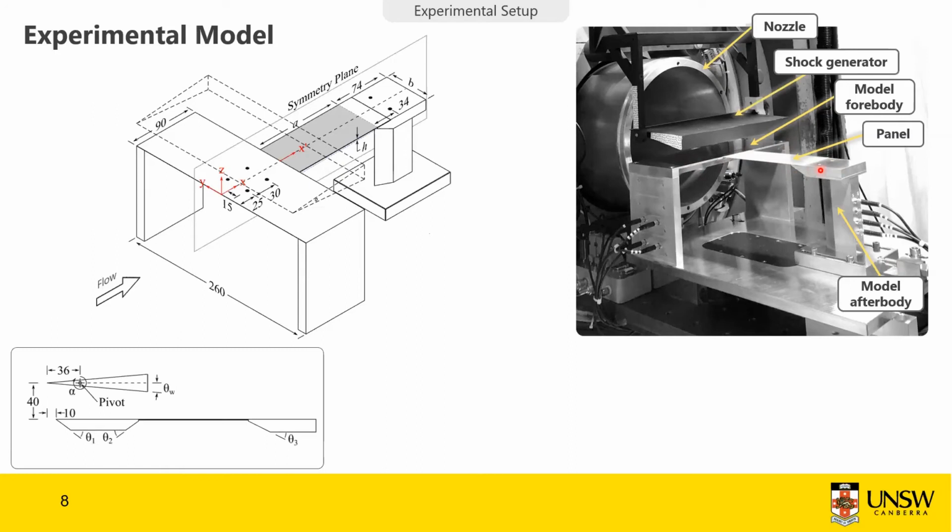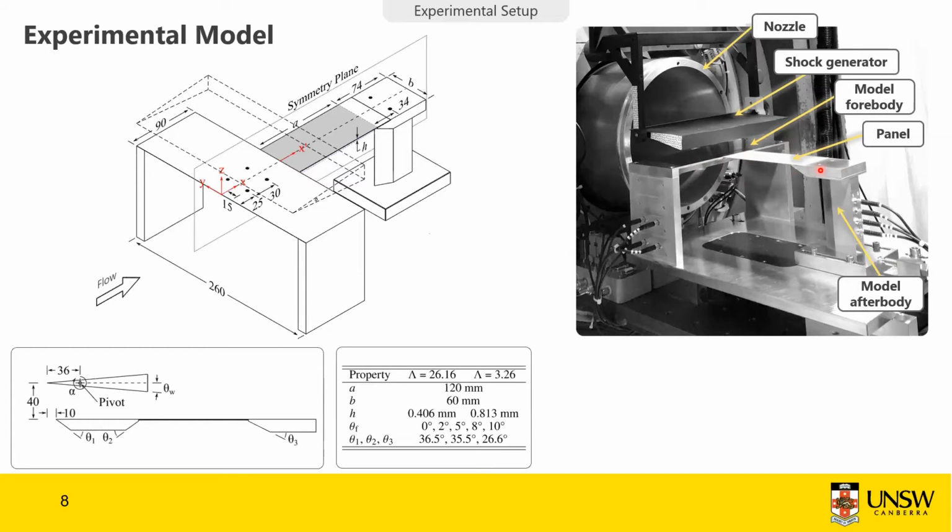Moving on, we have the shock generator, which allows us to impinge a shock on the panel at different shock impingement angles, or I should say flow deflection angles, because essentially the flow is turning in itself. And basically the variations of this experiment occur with panels of different thicknesses, a thinner panel and a thicker panel, as illustrated by the H here, H meaning the thickness. And the flow deflection angle is 0 degree, 2, 5, 8, and 10.